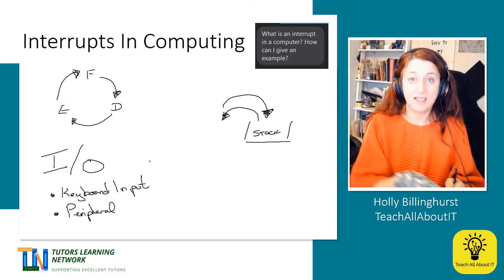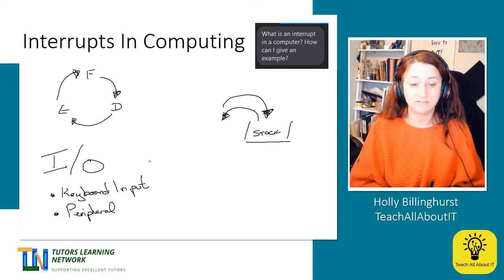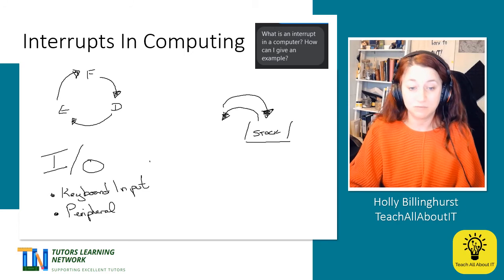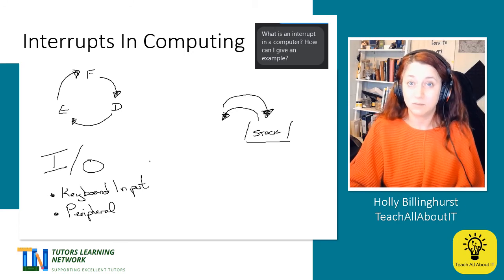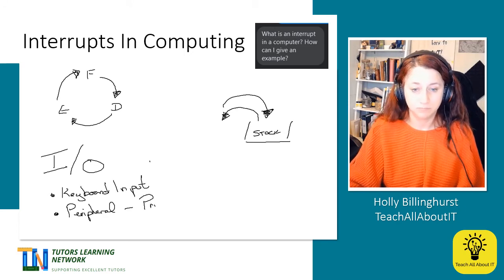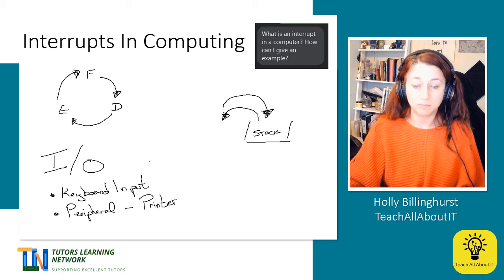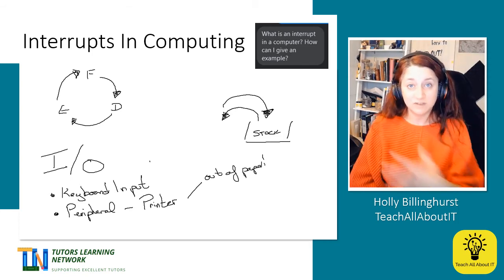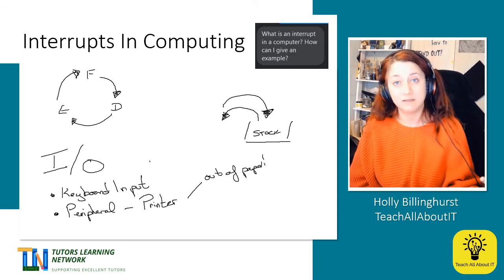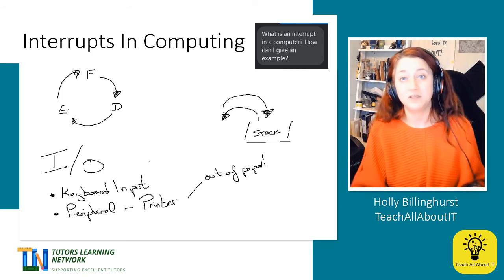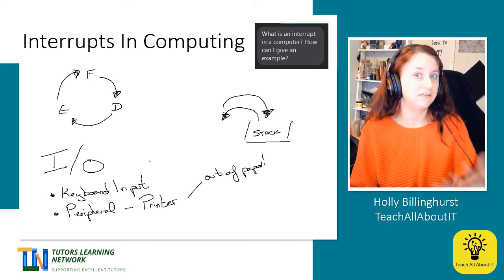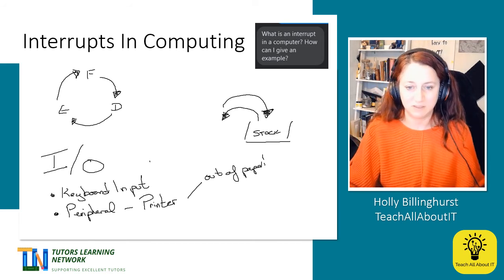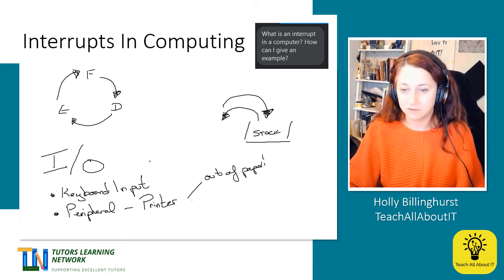A peripheral is any kind of device that sits around the external part of the computer. A peripheral device such as a printer. So it might be that the printer is out of paper. The printer's out of paper, it will send an interrupt to the computer and a little thing will pop up whilst you're doing other things. So that pop-up became an interrupt to tell you that it was out of paper. It might be out of ink.